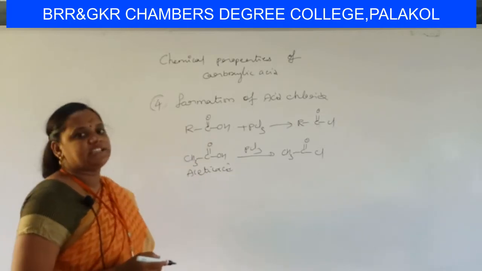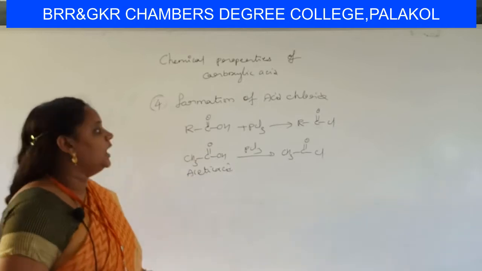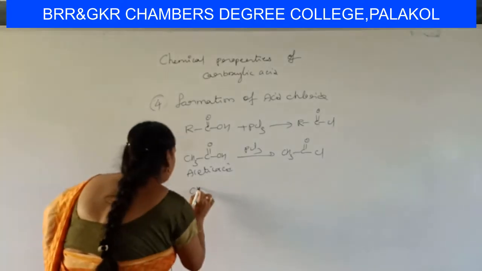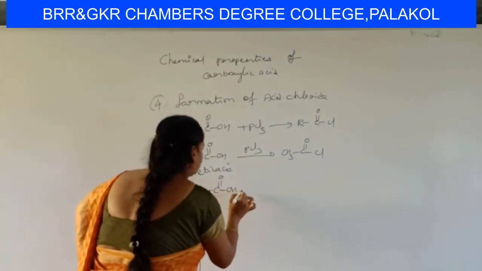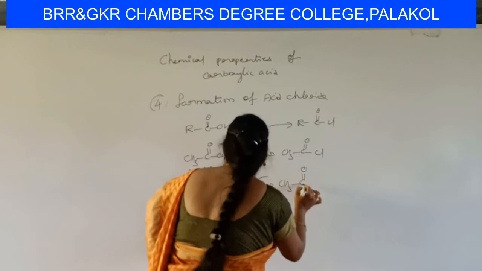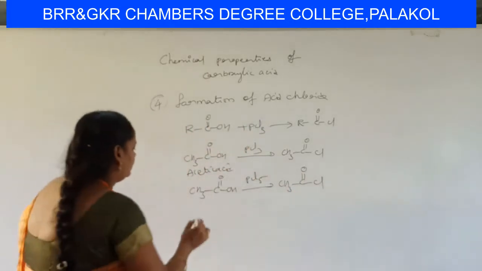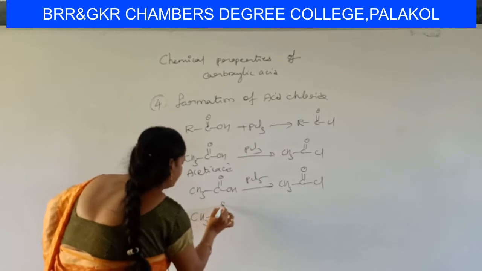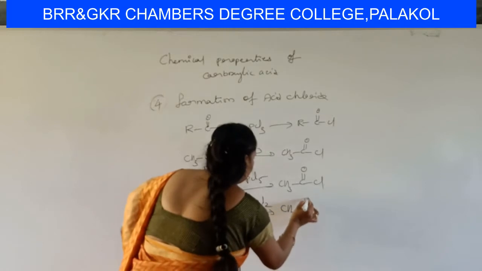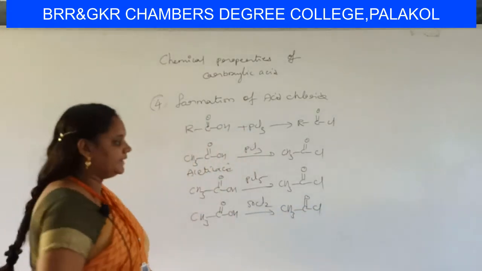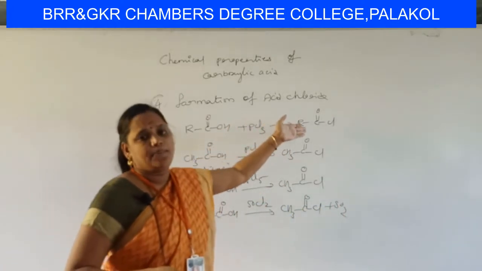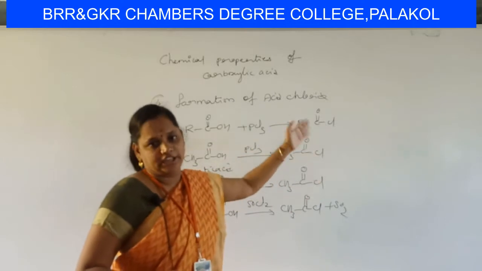Not only PCl3 is utilized for the formation of acid chlorides, we can also use PCl5 and SOCl2. For example, CH3C double bond OH in the presence of PCl5 also results in CH3C double bond OCl. And the other reagent is SOCl2: CH3C double bond OH in the presence of SOCl2 also results in acid chloride. Here the byproducts will be SO2 and HCl, and in the PCl5 case they will be POCl3 and HCl.